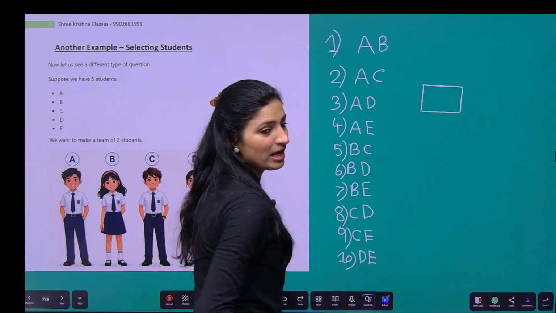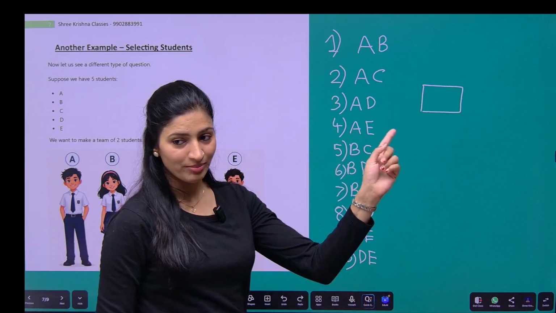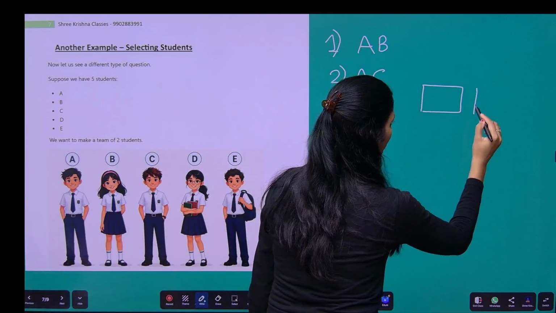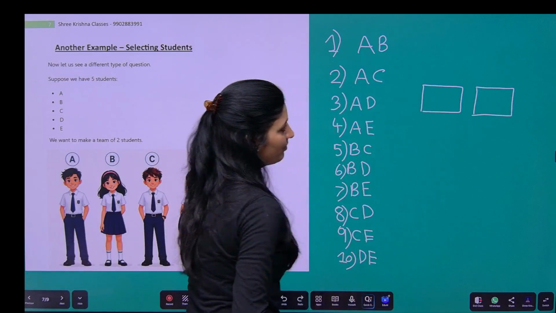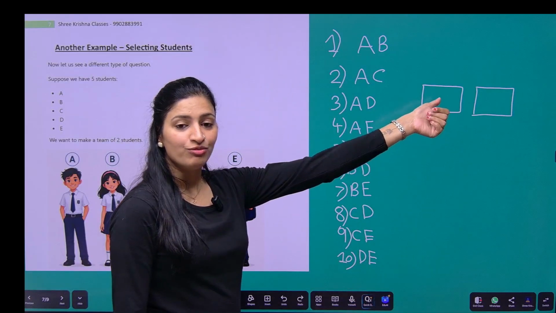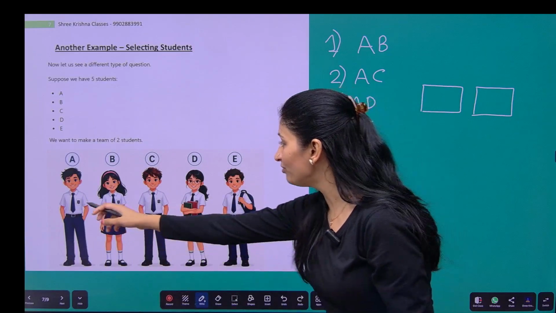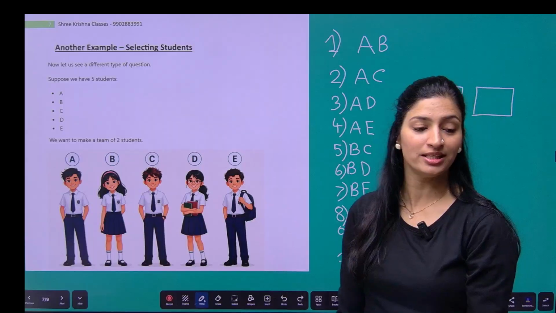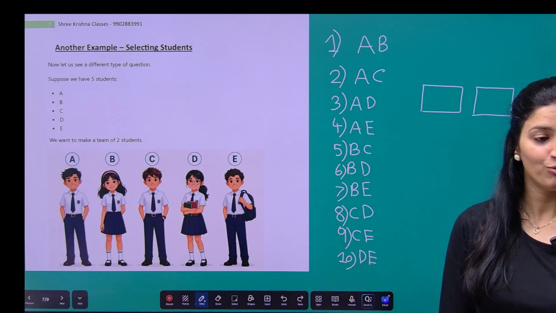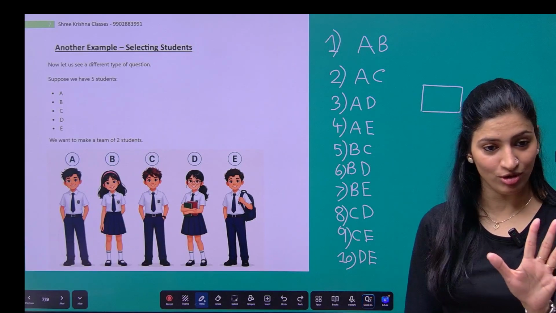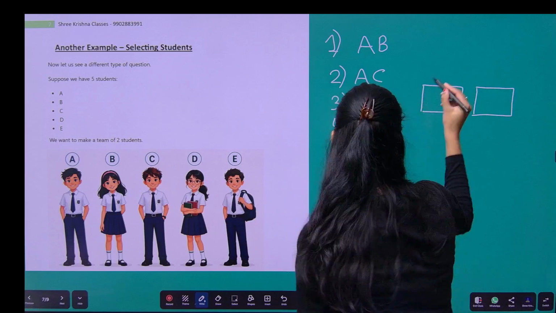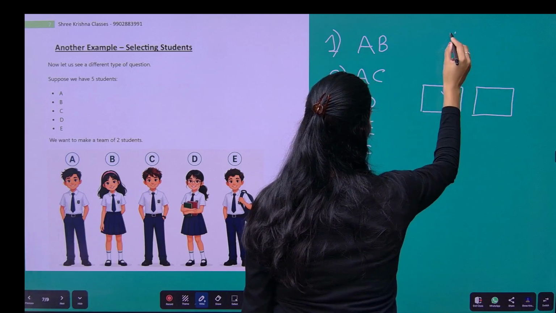So basically, we have to fill 2 positions, right? So I'm making 2 boxes here. As I told you in the general formula, I'm making 2 boxes here. To fill or to select the first person, how many options are there? We have total 5 options, right? So 5 options, I'm writing down 5 here.